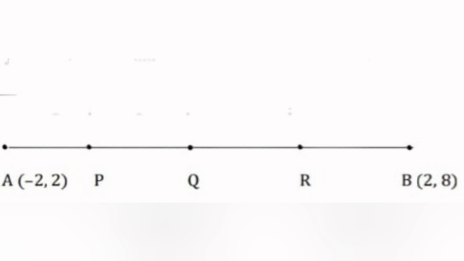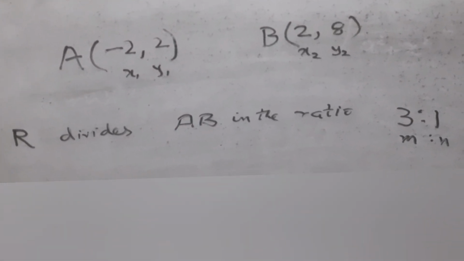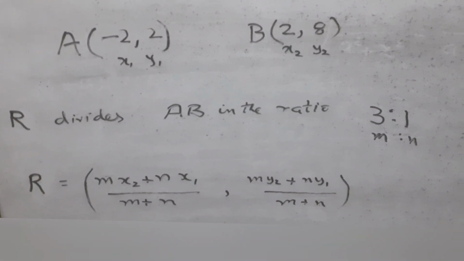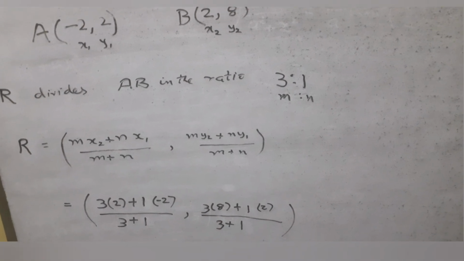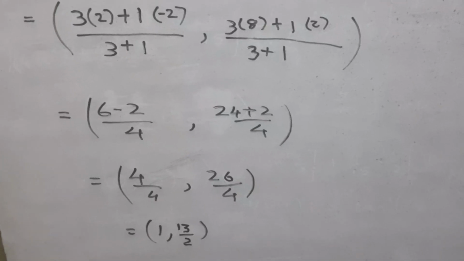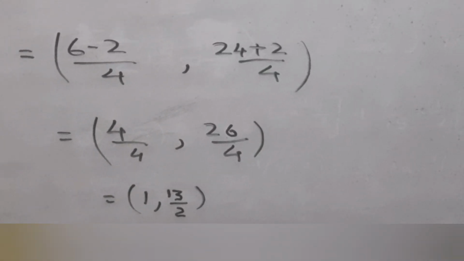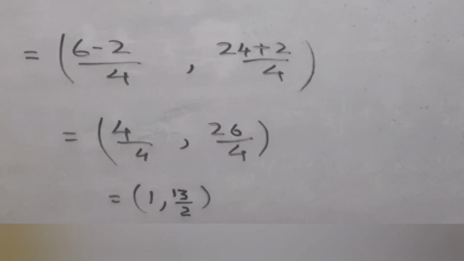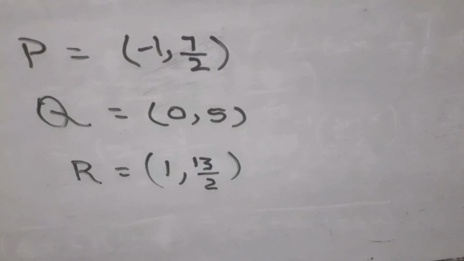R divides AB internally in the ratio 1:3. So we can use m equal to 1 and n equal to 3. So these are the required points.